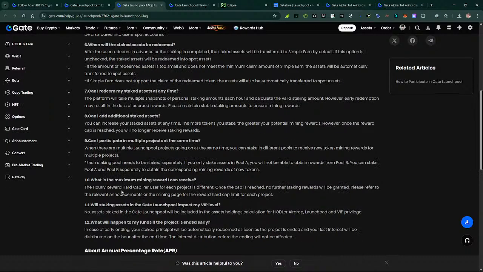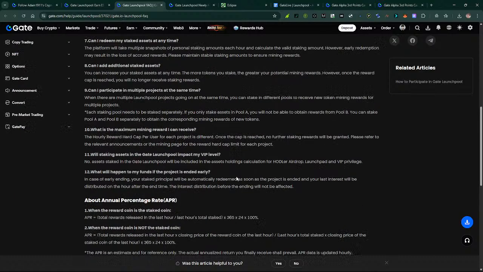And what is the maximum mining reward I can receive? The hourly reward hard cap per user for each project is different. Once the cap is reached, no further staking rewards will be granted. Please refer to the relevant announcements on the mining page for the reward hard cap limit of each project. So once again, the reward hard cap, we have already seen that. Will staking assets in the Gate Launchpool impact my VIP level? No, definitely not. Assets staked in the Gate Launchpool will be included in the asset holding calculation for holder airdrop, launchpad, and VIP privilege.